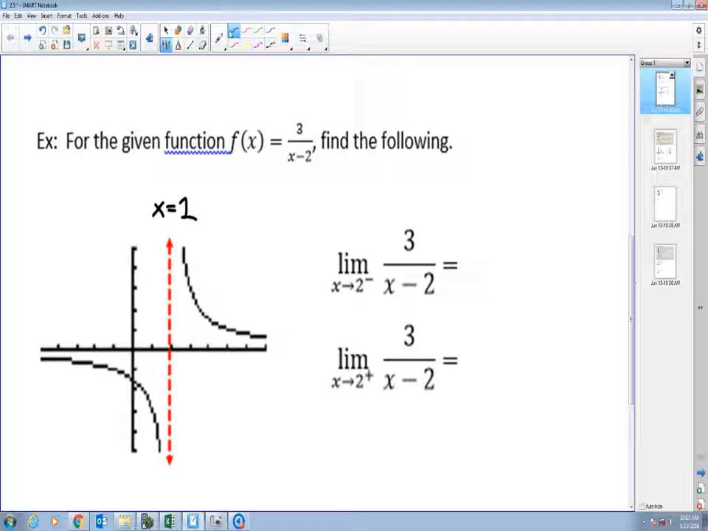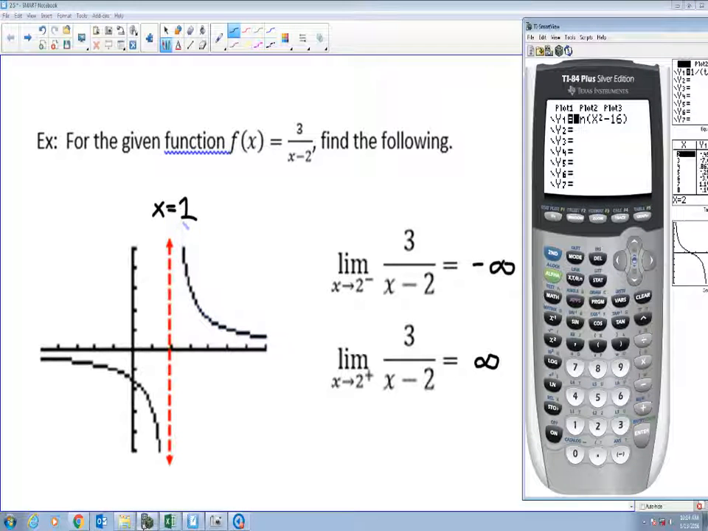As x approaches 2 from the left side, my y value, or my function, actually decreases without bound. It keeps going downward. So that tells me that as I'm approaching 2 from the left side, the unbounded behavior will be negative infinity. As I'm approaching 2 from the right-hand side, my y value increases, going higher and higher and higher. So the unbounded behavior will be infinity.